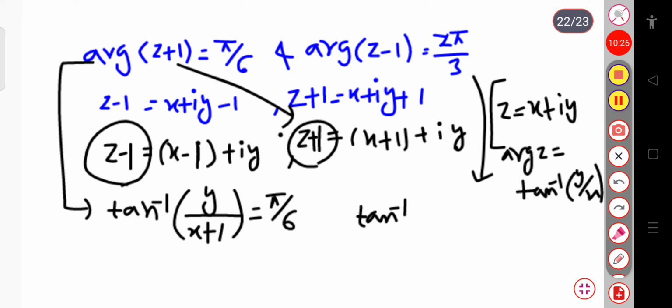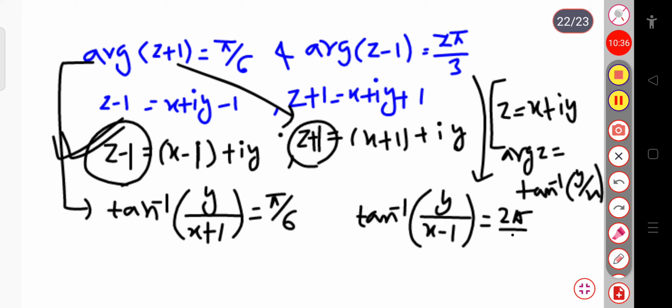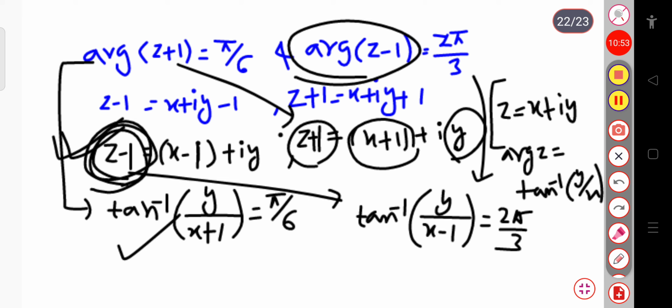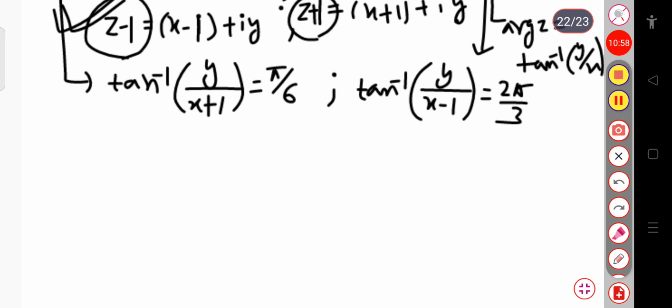And similarly for the argument of z minus 1, I have to take this one. This will be tan inverse of y divided by x minus 1, and its value equals 2 pi by 3. Simply, we are doing the imaginary part divided by the real part, that is y by x plus 1 in this case, and here is the argument of z minus 1, which is the tan inverse of y by x minus 1 with value 2 pi by 3. Now from this expression, if I calculate y divided by x plus 1, this equals tan of pi by 6.